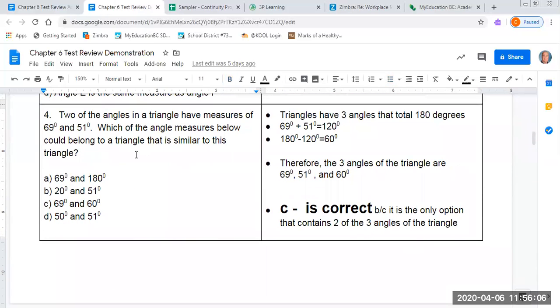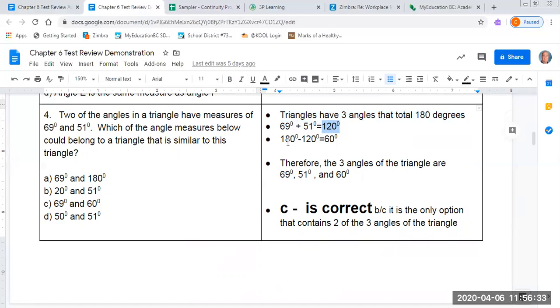So question 4 says two of the angles in a triangle have a measure of 69 and 51 degrees. Which of the angle measures below could belong to a triangle that is similar to this triangle? The reality is that a triangle always has three angles that collectively add up to 180 degrees. So we know two of the three angles, that's 69 and 51 degrees, and when we add them up, it adds up to 120 degrees.